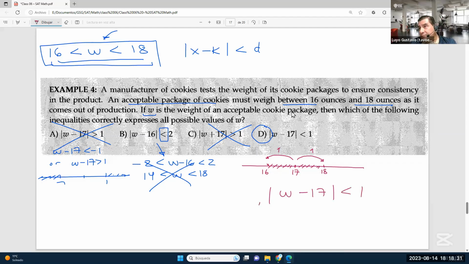So that's it. You can obtain the inequality by reasoning from the concept of distance, or bound distance on a number line, between a variable and some pivot value. Okay, so that's it.